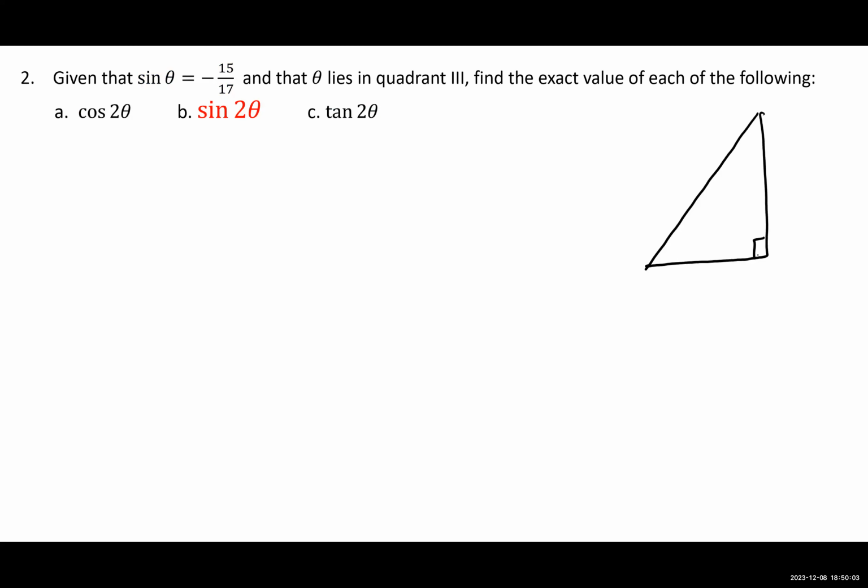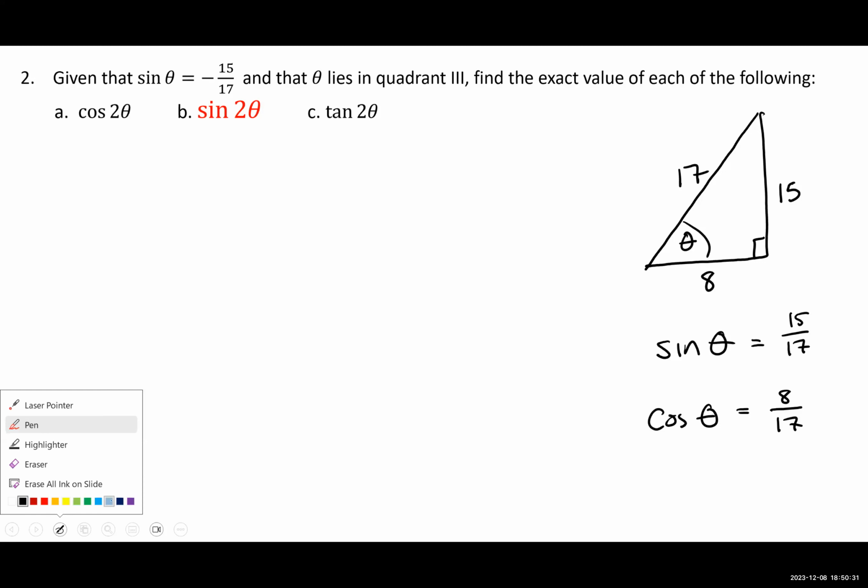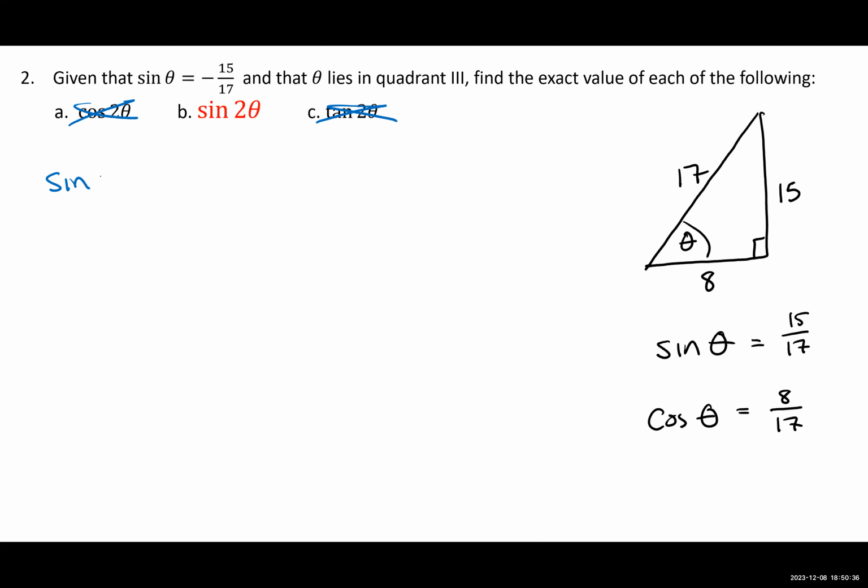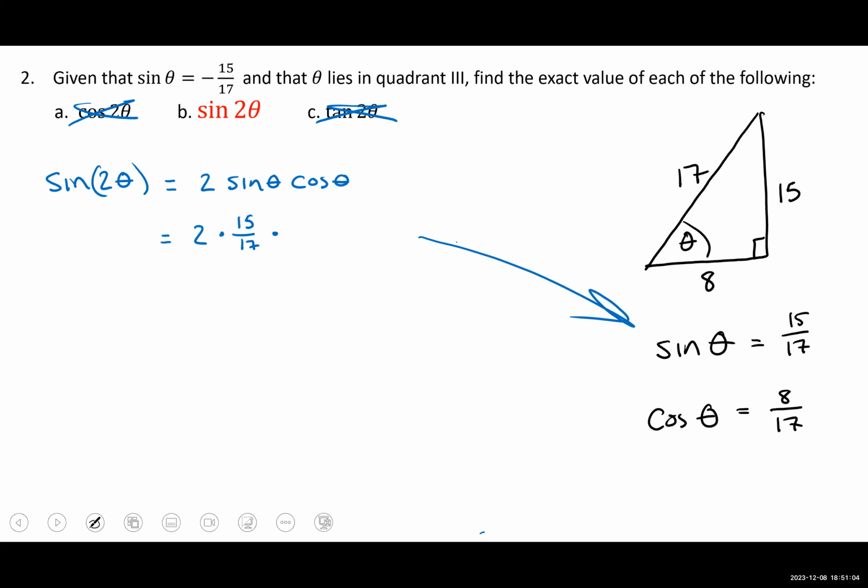Well, we're working with the same right triangle, right? 8, 15, and 17. The sine of theta is opposite over hypotenuse. The cosine of theta is adjacent over hypotenuse. So the sine of 2 theta, we're going to go back to our double angle formula that we previously established. The sine of 2 theta is equal to 2 times the sine of theta times the cosine of theta. Which is 2 times the sine of theta, it's coming from over here, sine of theta is 15 over 17. The cosine of theta, 8 over 17.